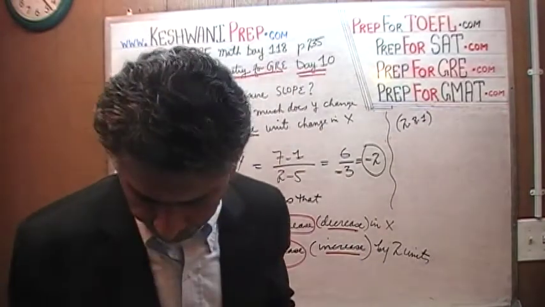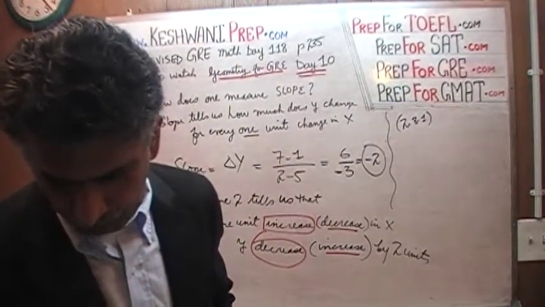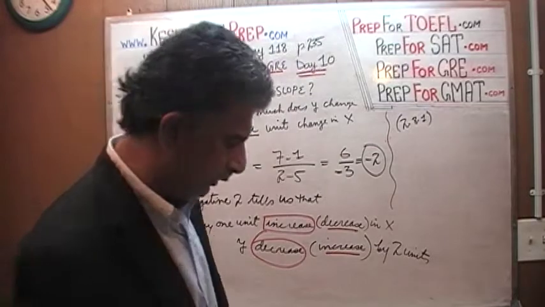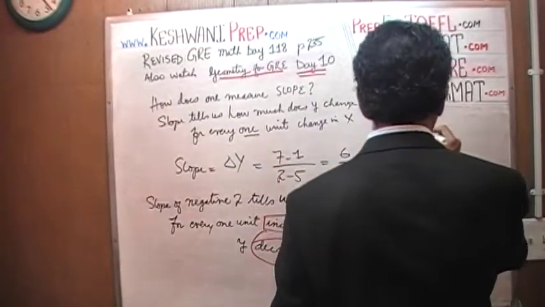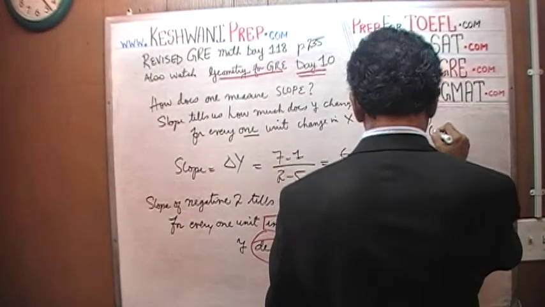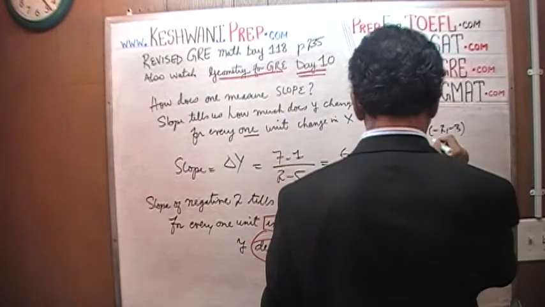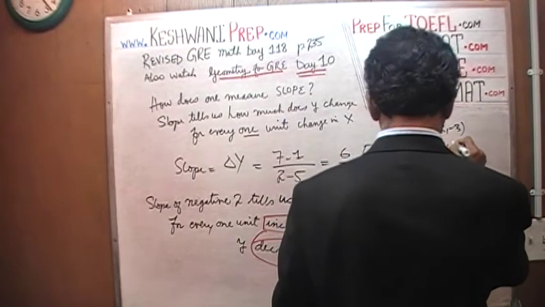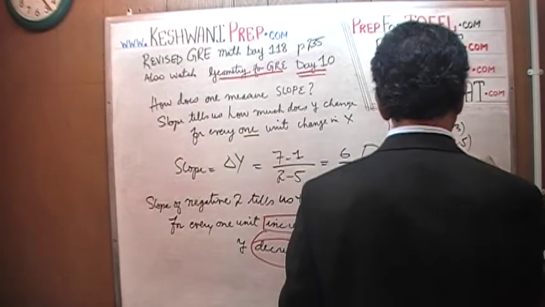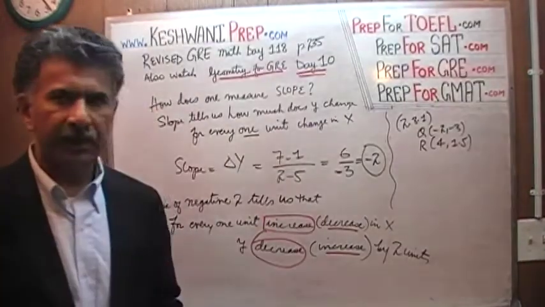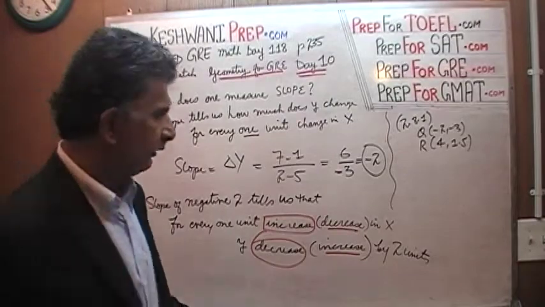I'm going to read it to you. It says, in the xy plane, the slope of the line passing through the points, so they give you 2 points here. Points are Q, which is -2, -3, and R, +4 and -1.5. What is the slope of this line if the line goes through those 2 points? Well, that's again very simple.